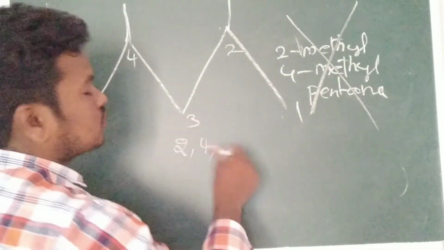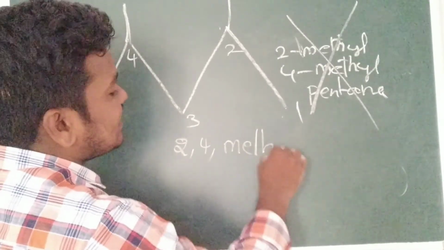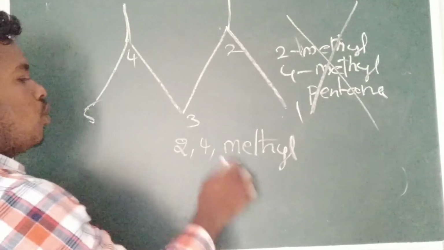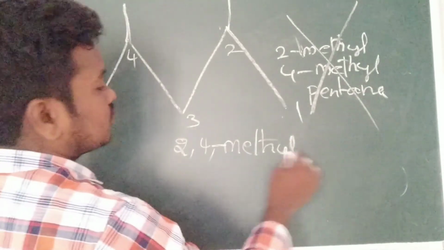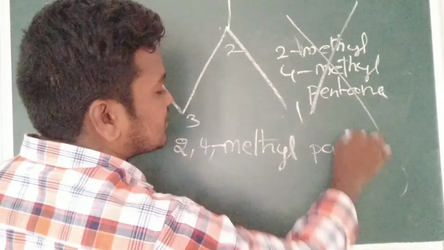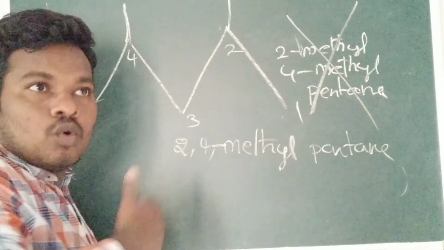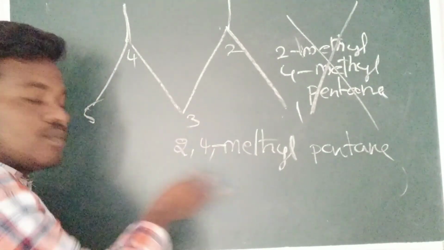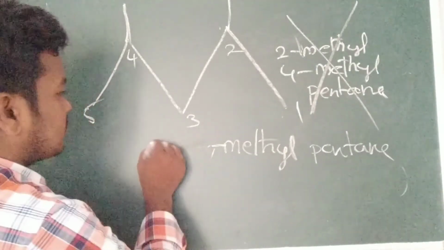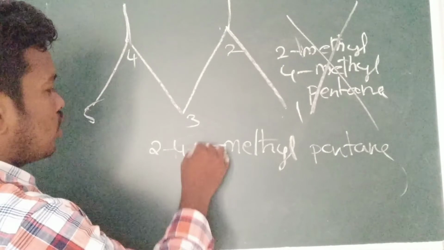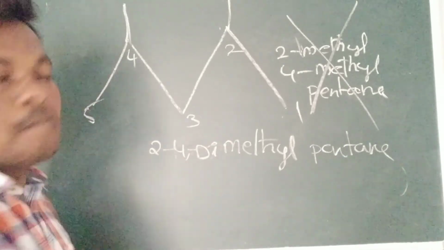Second position, fourth position, what is there? Methyl is present. So 2 comma 4 hyphen methyl pentane. But since 2 are present, just add di: we know 2 are present, one on the second position and one on the fourth position. That's why we write 2,4-dimethylpentane. This is for similar types of groups.